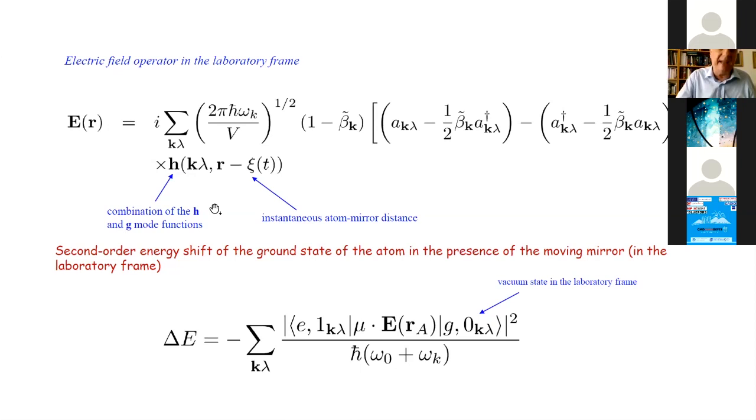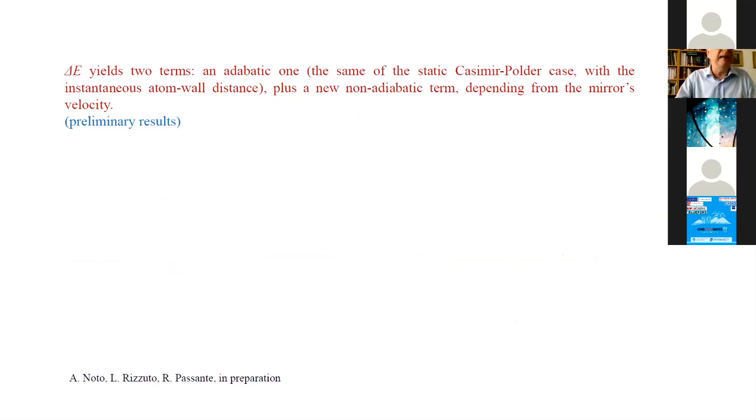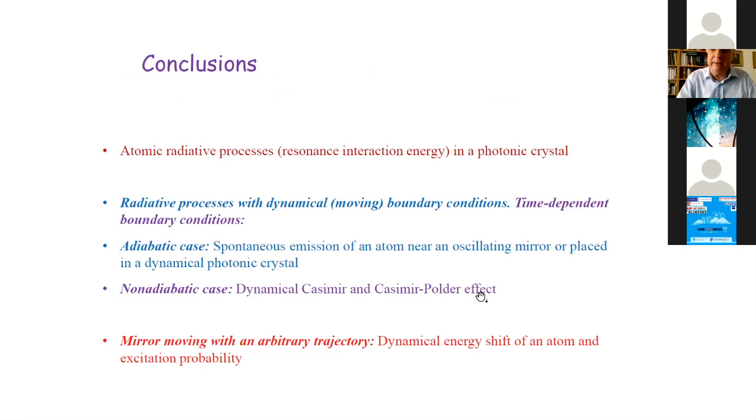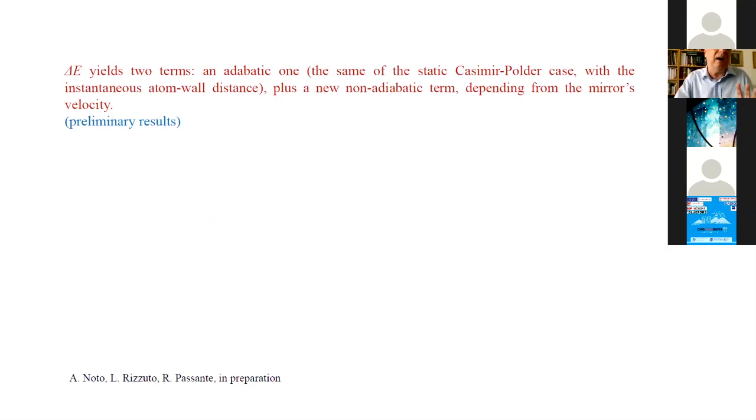And using this expression of the field operator, in the laboratory frame we can evaluate the second-order atom-moving-wall energy shift given by perturbation theory by this expression. And our preliminary results show that in this expression we have two terms: the adiabatic one, that is the same as the static case, with the only difference that the atom-wall distance is the instantaneous atom-wall distance, plus a new non-adiabatic term that depends on the mirror velocity. All these results are only at first order in v over c, in beta. And so this is a non-adiabatic effect in the energy shift due to the motion of the mirror.